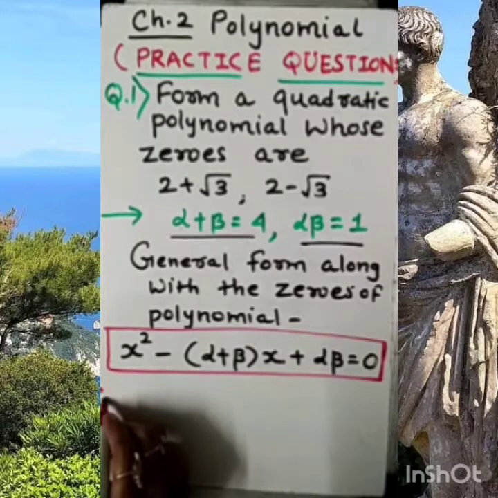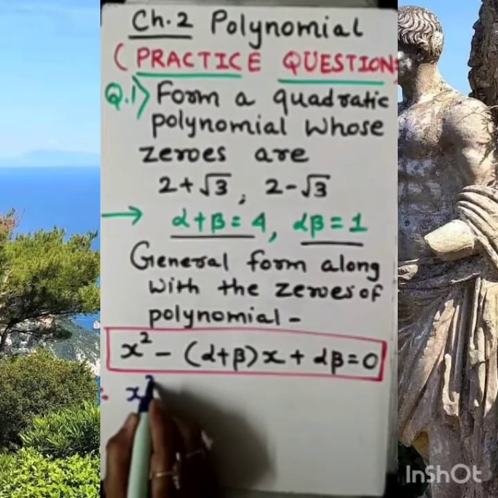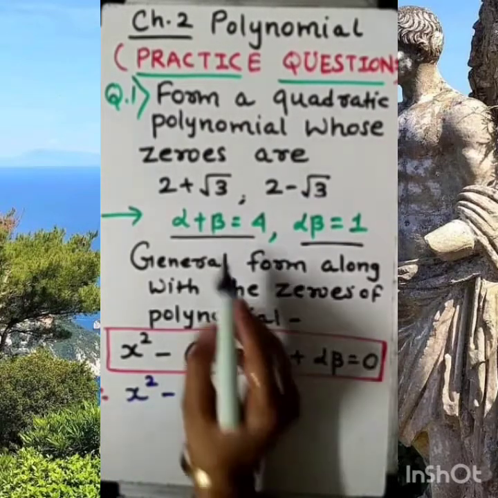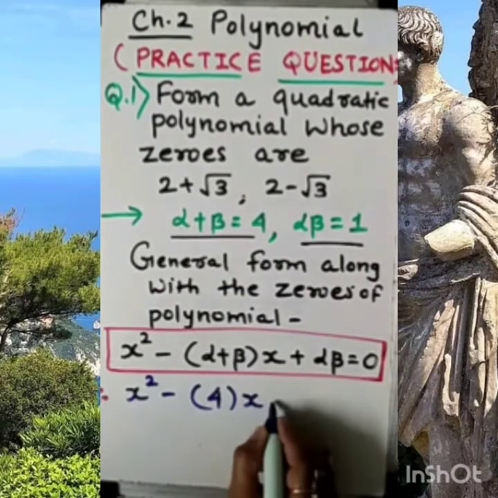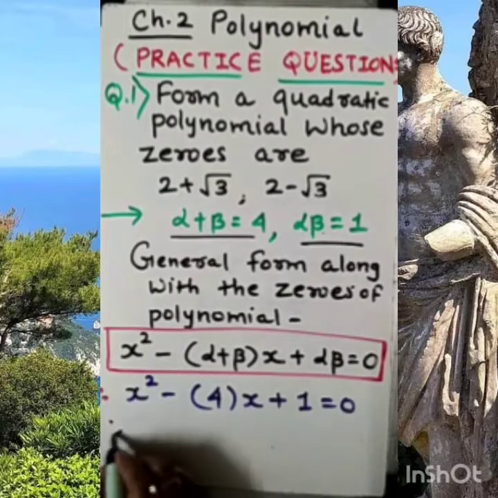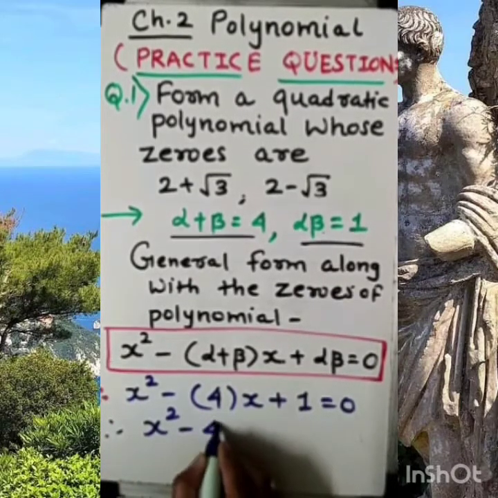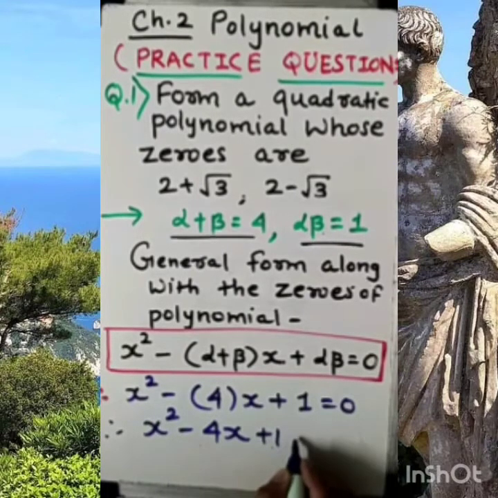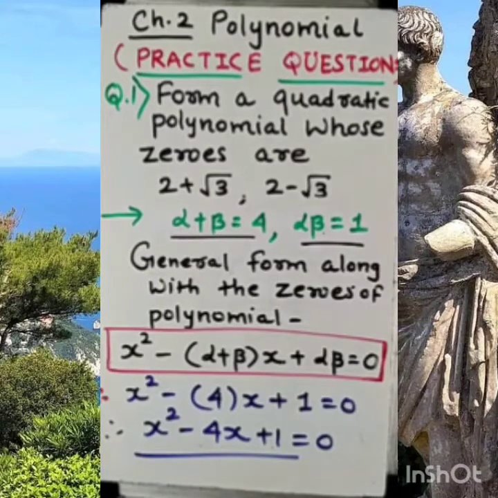Now let's substitute the values. It's very simple to solve further. x square as it is, alpha plus beta, the sum of two zeros, is 4, and the product of two zeros is 1. So my dear student, that polynomial will be x square minus 4x plus 1. This is the required polynomial. This is quite easy.